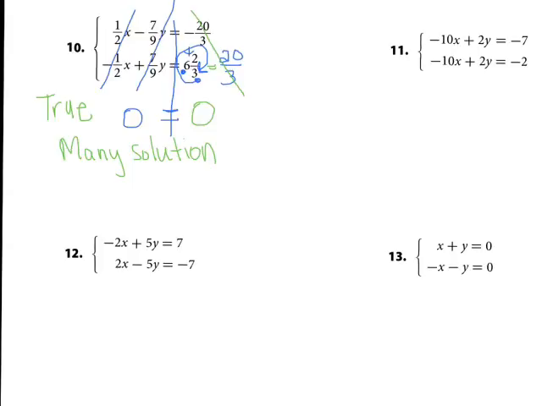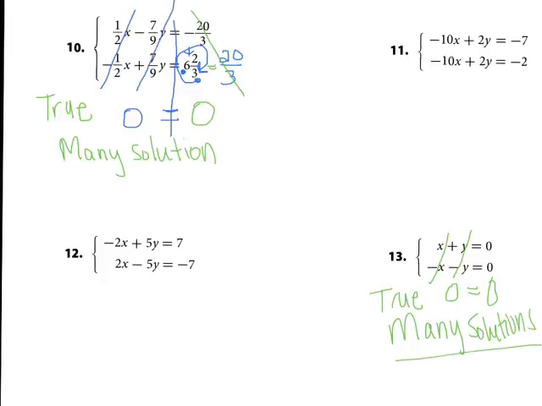Okay, now let's go and try number 13. So on number 13, you can see again that these cancel, giving me 0, and 0 plus 0 gives me 0. So once again, I have a true solution. So that means that I have many solutions. I don't just have one, I have many.